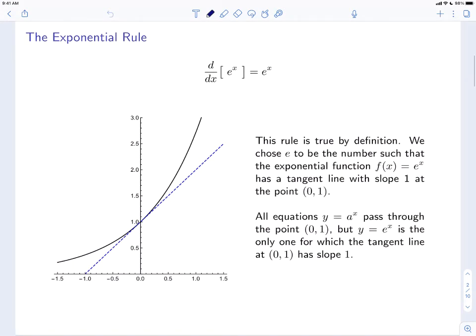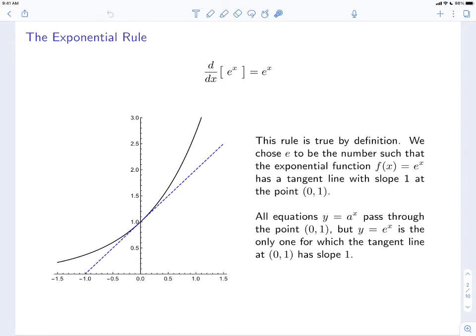Well, the basic exponential rule, the derivative with respect to x of e to the x equals e to the x, we're not going to prove using the chain rule. This rule is essentially true by definition. The way that we choose e is to be the number such that the exponential function f at x equals e to the x, which you see graphed here, has a tangent line at the point 0, 1 with slope 1.